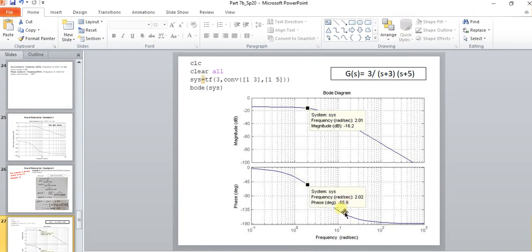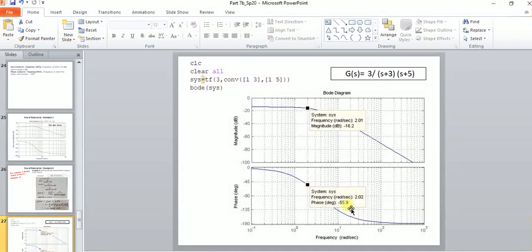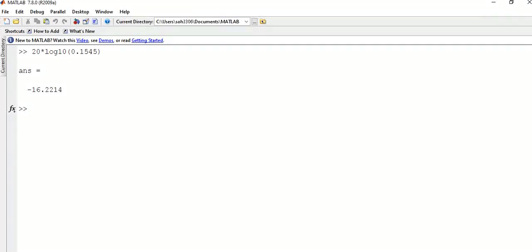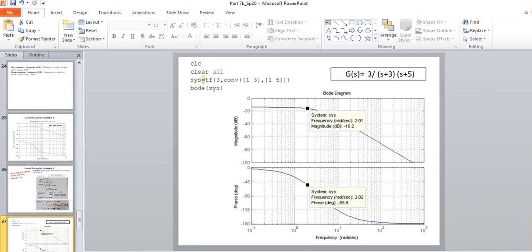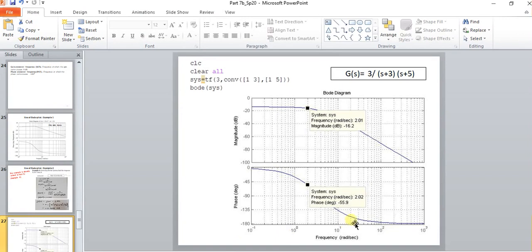Now minus 55.9 is the phase in degrees. What we got from hand calculation is in radians. So let us check this also. Minus 55.9 over 180 times pi is minus 0.9756. This is in radians now. This is the same as what we got by hand calculations.